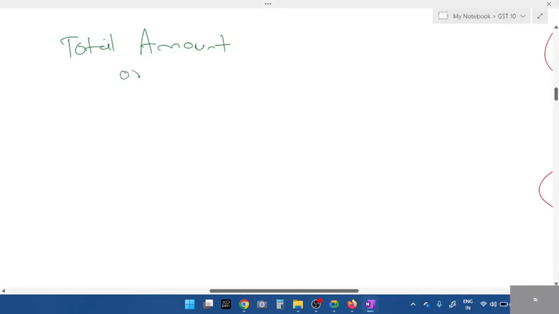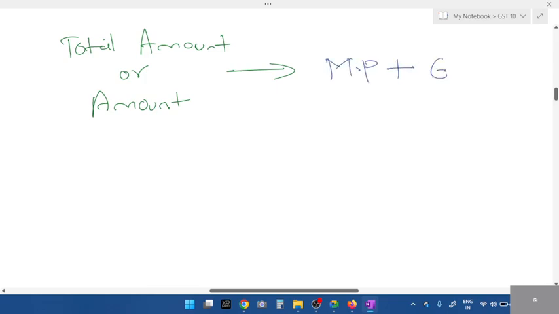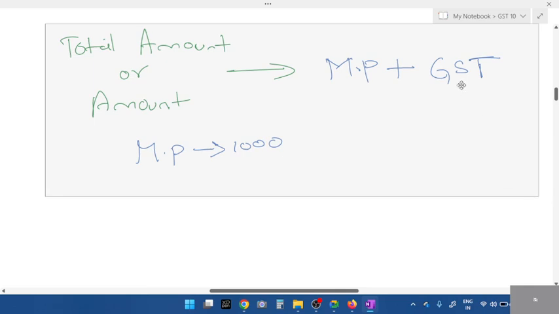See, total amount or amount, students. Remember, nothing to do with SGST, IGST or CGST. It is always GST. Whenever they tell the word total amount or just the word amount, it is mark price plus GST amount. Mark price plus GST. Okay, amount formula. For example, if mark price is 1000, I want all of you to make a note of this formula.